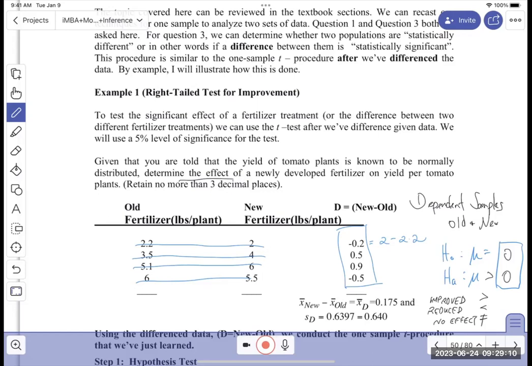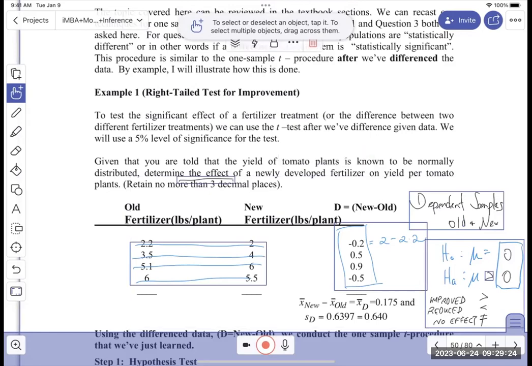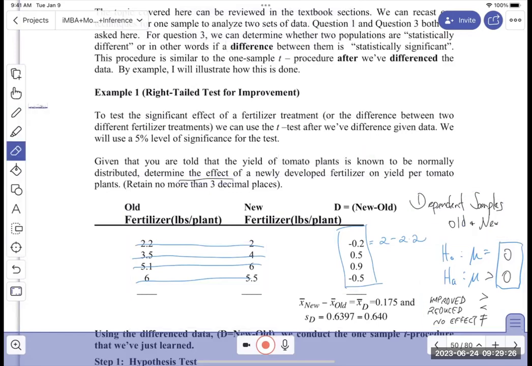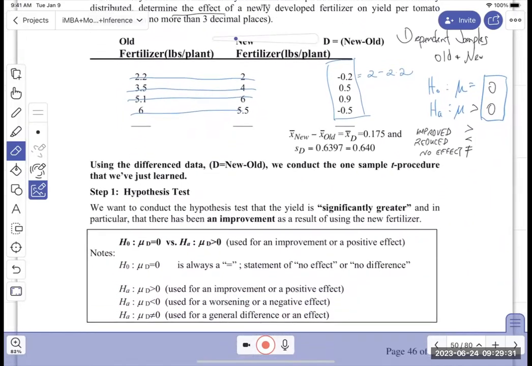Okay, so think about that. So it improved, it didn't get reduced, and it was not no effect. I'm interested in it being better. So I have a new fertilizer I'm going to test. Is the new fertilizer better than the old fertilizer? So that's all I have to say here. And I call it the one sample T procedure. It's like a matched pairs or dependent tests. Those are all the same thing.